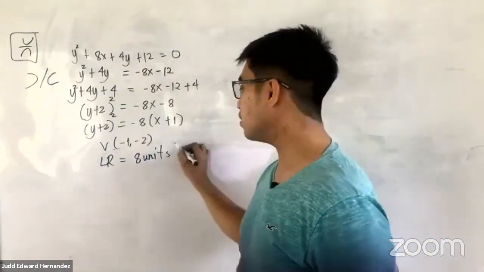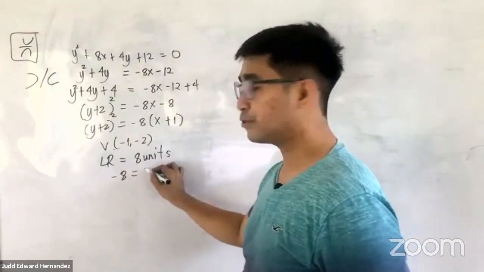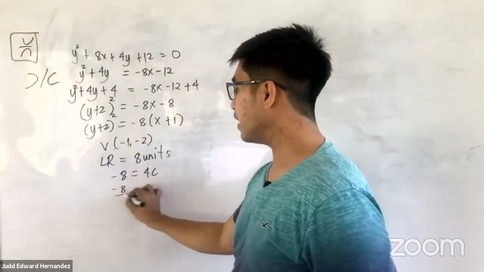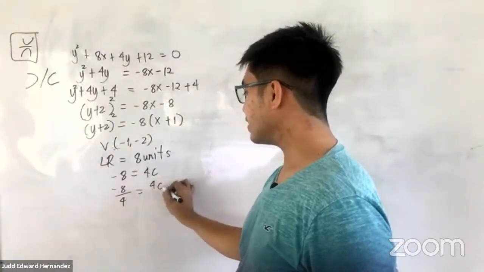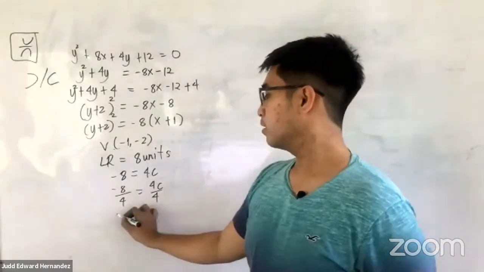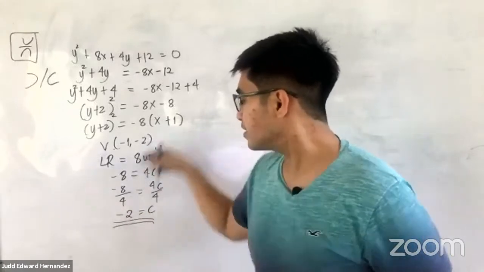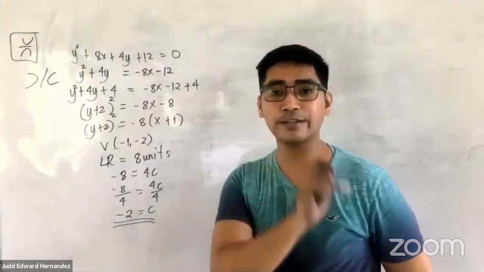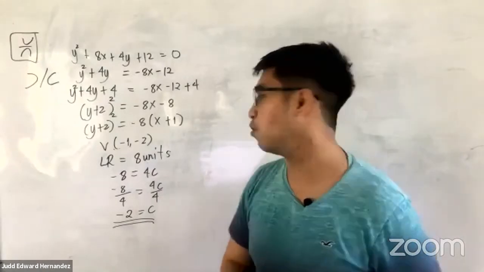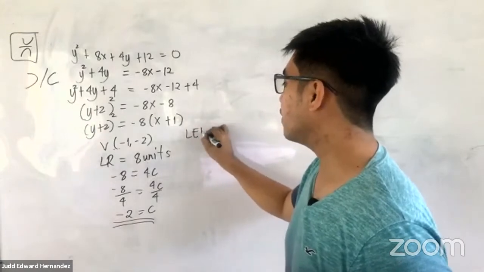To get the value of C, negative 8 is equal to 4C. Therefore, negative 8 over 4 equals 4C over 4. What is negative 8 over 4? Negative 2. And C is now equal to negative 2. Since C is equal to negative 2, where does the parabola open? It opens to the left. Very good.